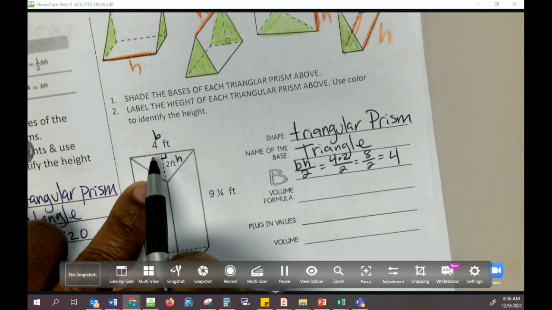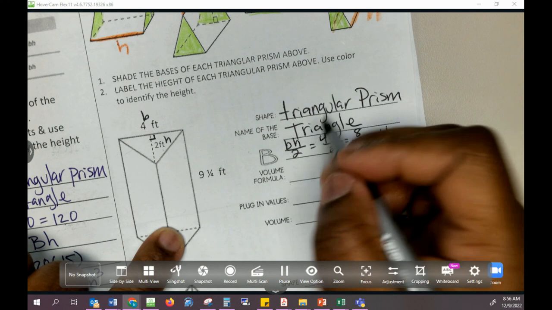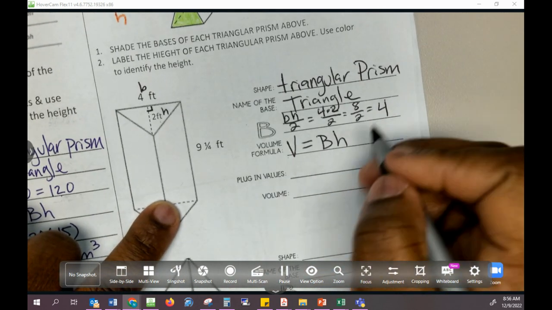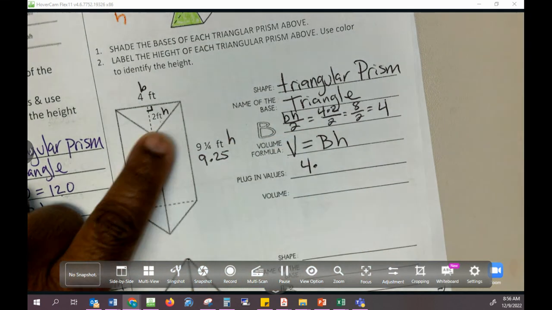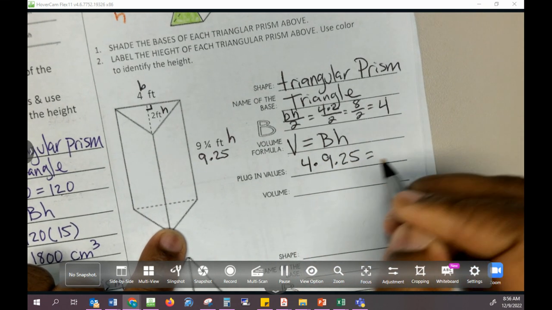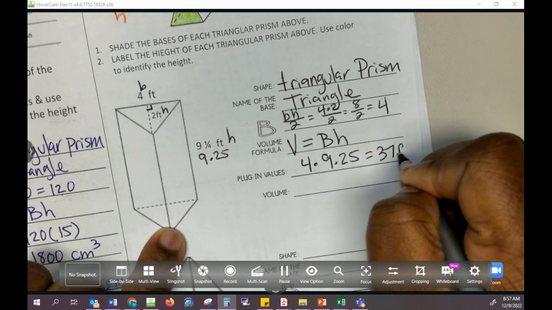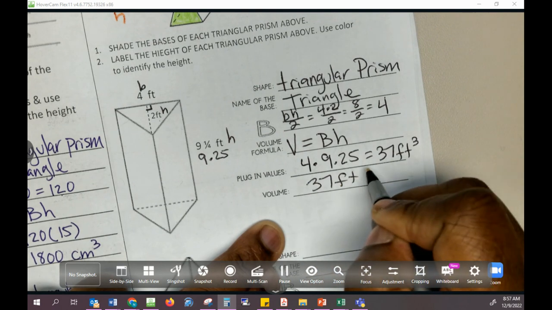Does anyone have questions about that? We see how we identified that, right? Okay. So now when we do the formula for the volume, we'll say V equals big B times height. We just found our big B. So when I plug in my values, I'm saying 4 times the height, which is 9 1/4. We can say 9.25 because this is the height of the prism. So when we multiply, we're saying 9.25 times 4. Okay. So it equals 37 feet cubed. I should have written it here. 37 feet cubed.